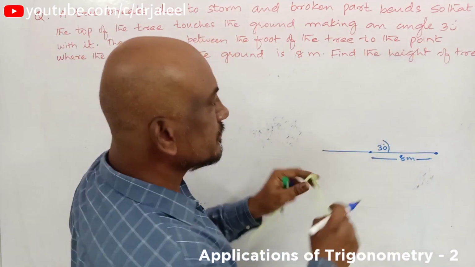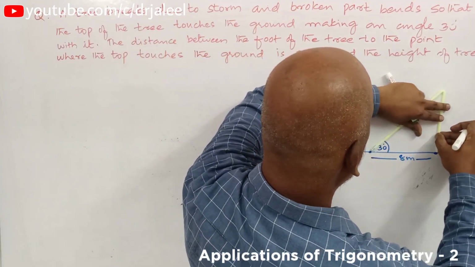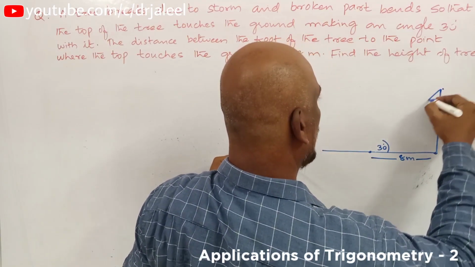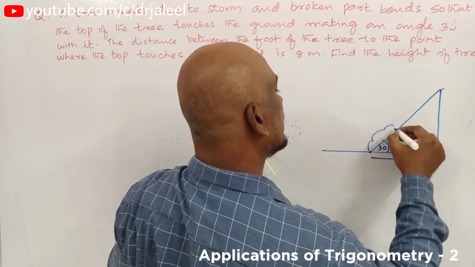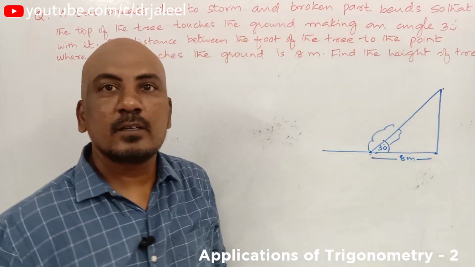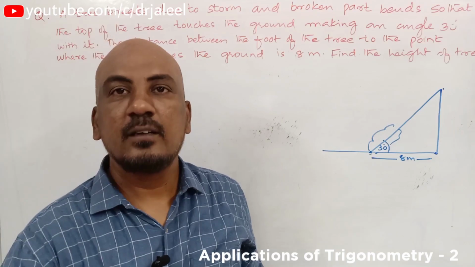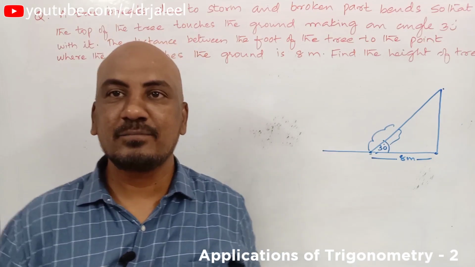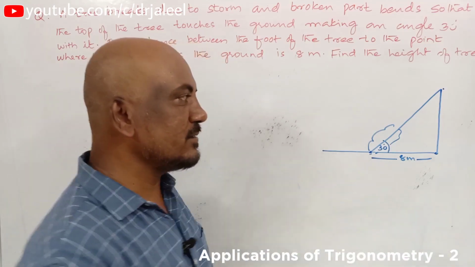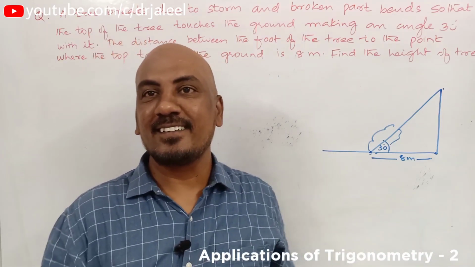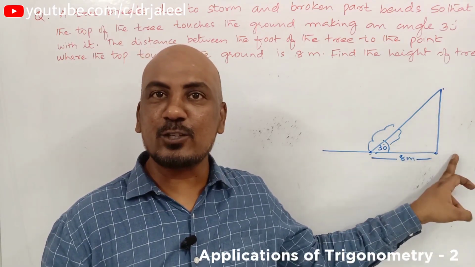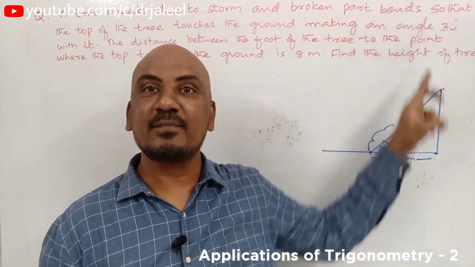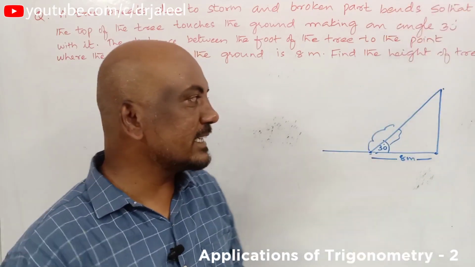Let us draw this now. Let me take this point. It has been broken here. This is the tree and this is the broken part of the tree. You can even draw it if you want. So children, let us now find the height of the tree. Now here in this question, where is the tree? Height of the tree means, is it this height? No. He is asking the complete height of the tree. Right. How do you get that?